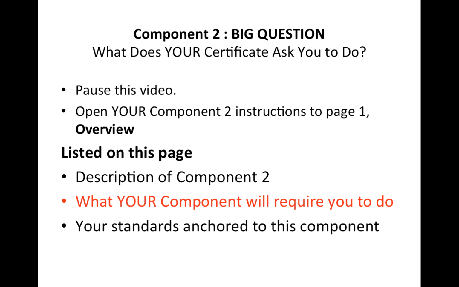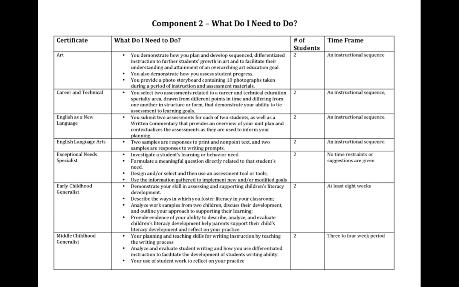Listed on this page is a description of the component, and what you are required to do. For example, I'm a middle childhood generalist. We are asked to teach the writing process in component 2. Again, you're going to be asked to do something specific to your certificate. This just helps you identify, in a quick, global way, what you are asked to do. But you should be looking in your component 2, circle it: what are you asked to do?